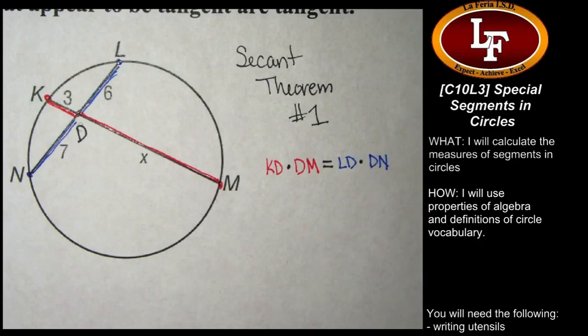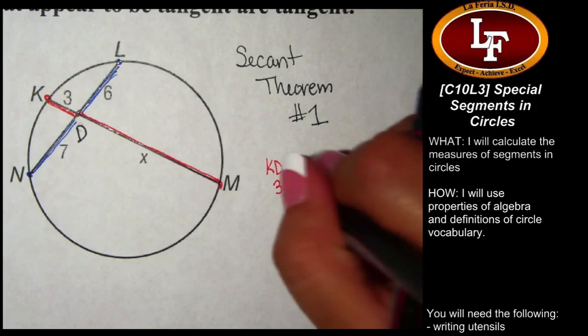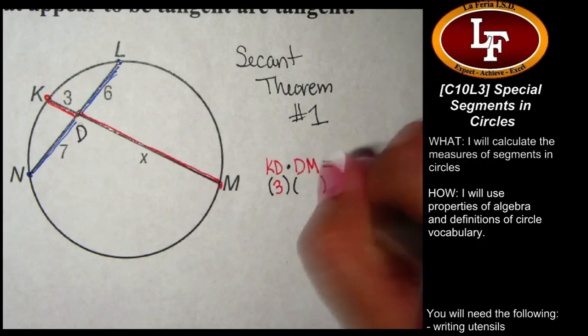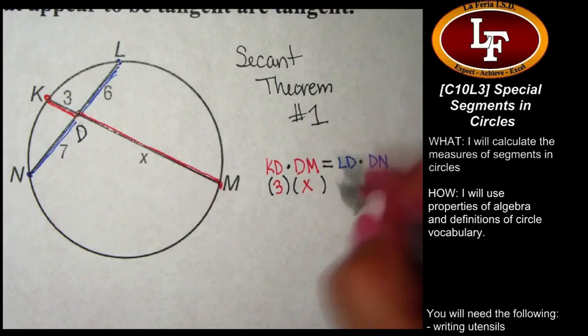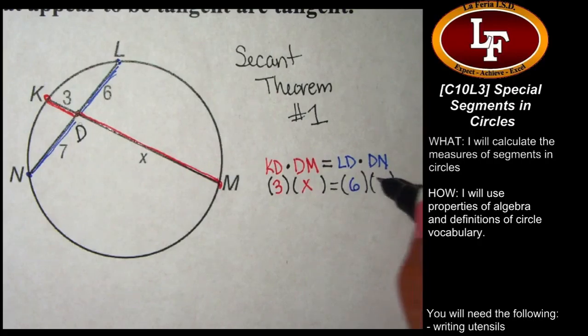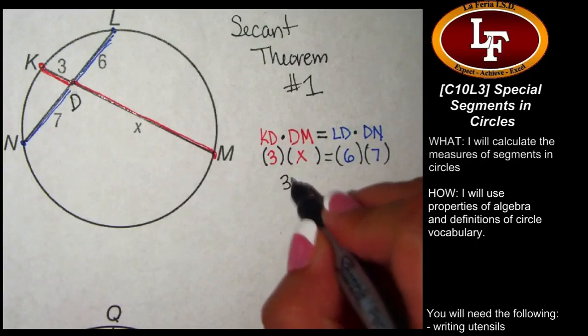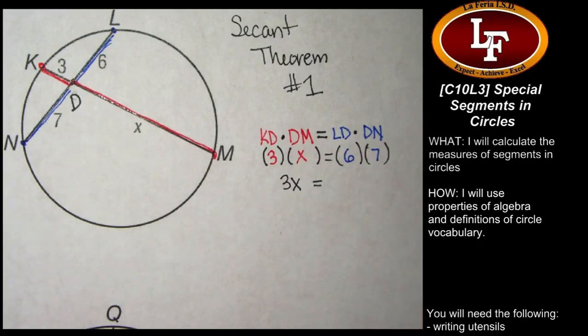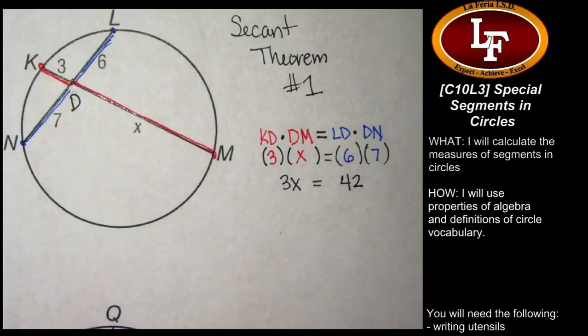What is the value of KD? 3. All right, I'm going to use parentheses to write my multiplications. What's the value of DM? X. All right, that is equal to, what is the value of LD? 6. And the value of DN? 7. Beautiful. All right, let's continue solving for x. How do I write 3 times x? 3x. What is 6 times 7? 42. All right, how do I get rid of that 3? Divide by 3.